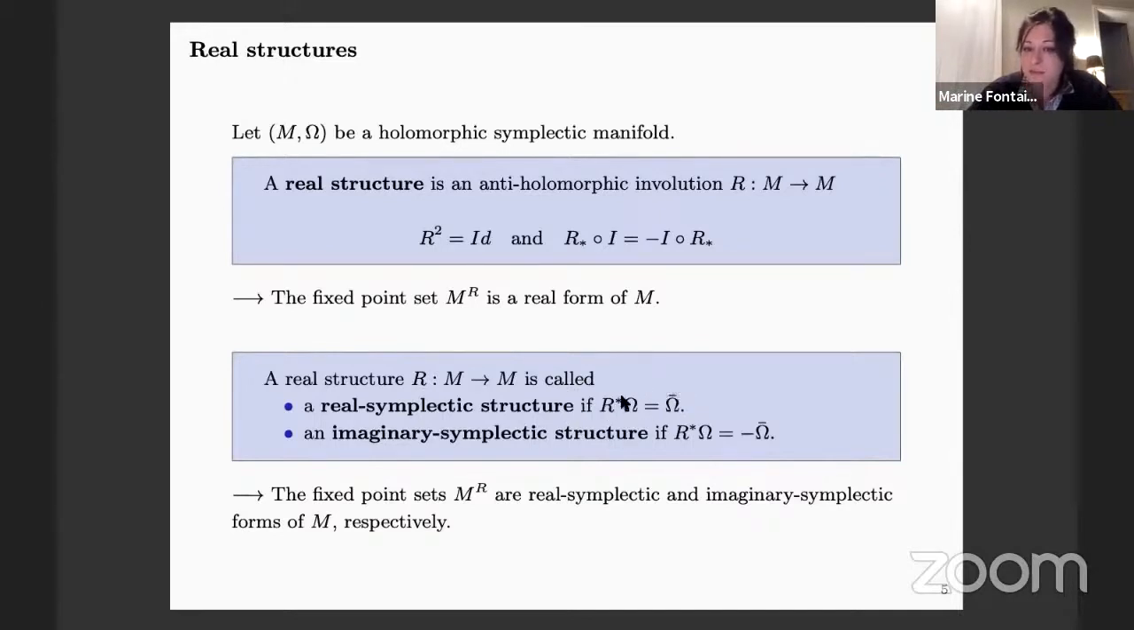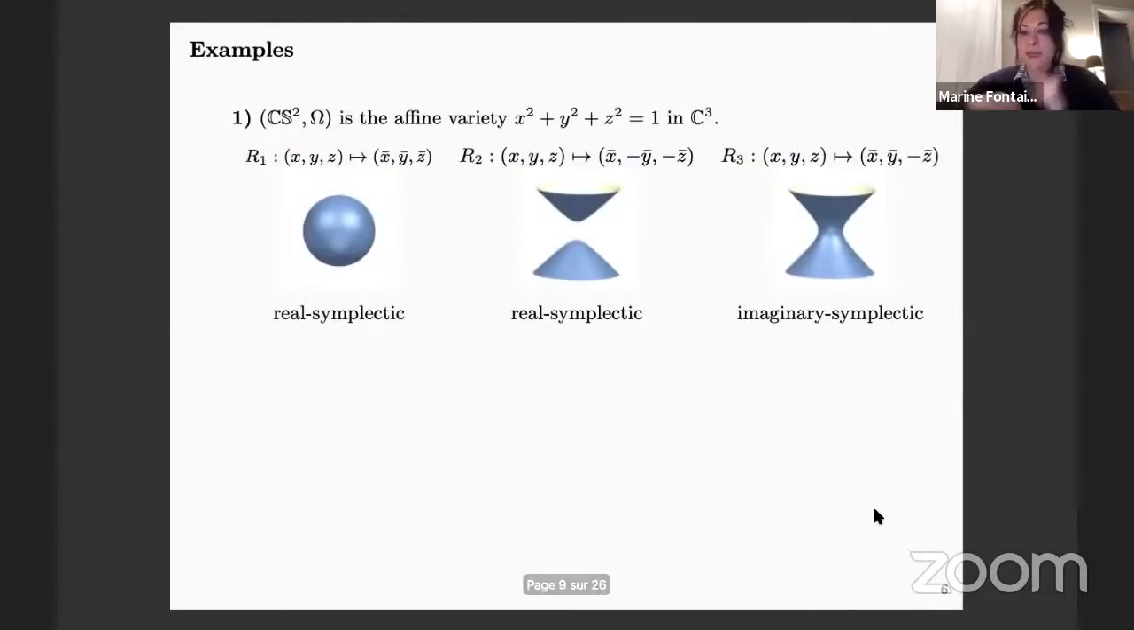conjugate symplectic. So it's symplectic with respect to the real part and anti-symplectic with respect to the imaginary part. And same thing for the imaginary symplectic structure. And in that case, the fixed point sets are real symplectic and imaginary symplectic forms, respectively. And let me show you some examples.